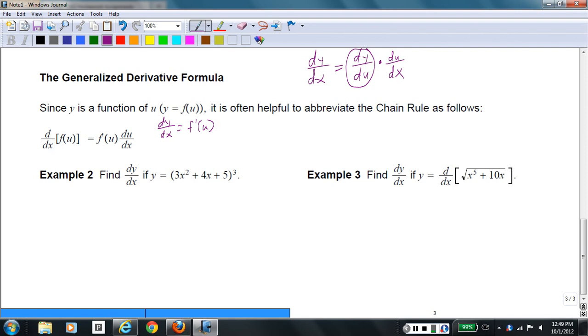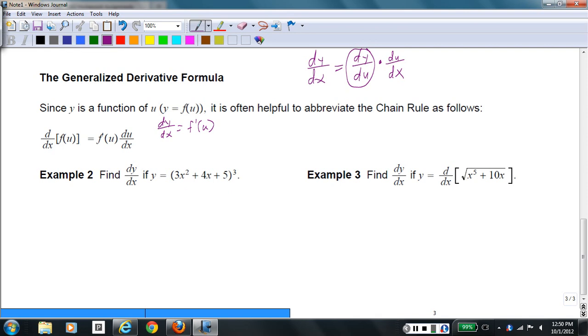Oftentimes it's simpler to think of it in that regard. So example 2, it wants us to find dy dx, and we have y equals an expression raised to the third power. So the outside function is what we're calling f. We're taking the derivative of something raised to the third power. Now we could take the time to write it down if we want to. f of x equals u cubed, but usually we won't. We'll just realize we're taking the derivative of the cubing function composed with 3x squared plus 4x plus 5.